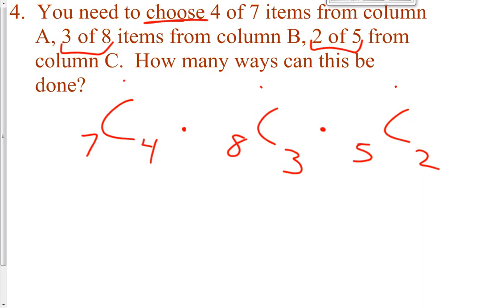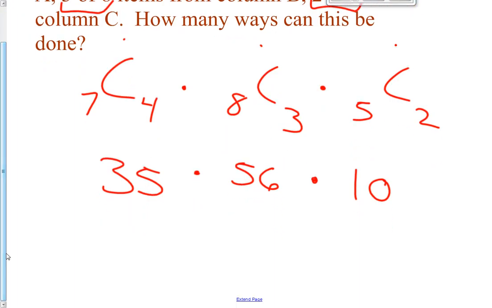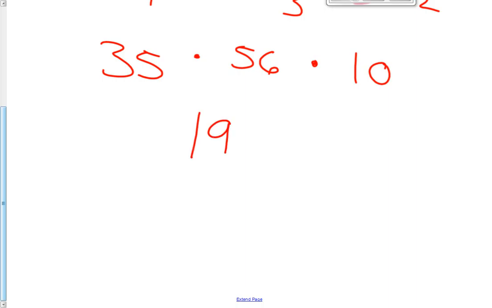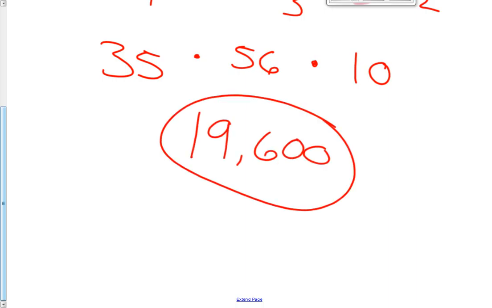So 7C4 is 35. And 8C3 is 56. And 5C2 is 10. So you have to multiply 35 times 56 times 10. You multiply all those together, and then you get 19,600. There's that many ways or different possibilities for that situation.